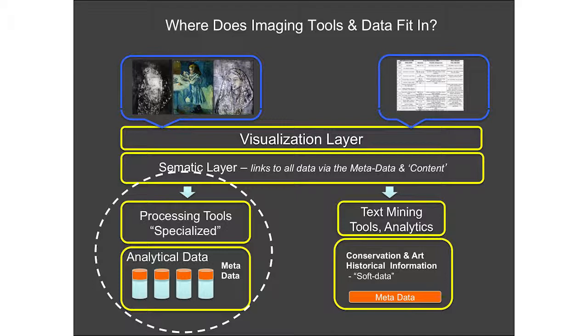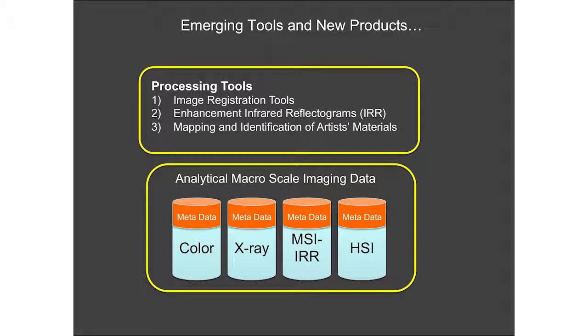And one of the key things in there is this metadata, which allows you to actually do the searching and find the relationships. So what I'm going to focus in on is the special processing tools and some of the analytical data and what comes out of that. I'm going to focus on image registration tools, the tools that provide enhanced infrared reflectograms, and third, tools that provide mapping and identification of artist materials in situ.